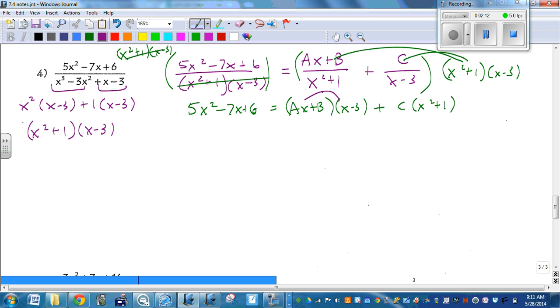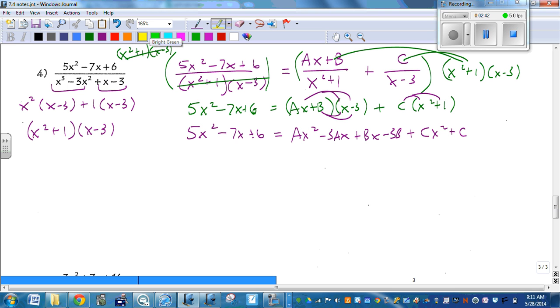We want to go ahead and distribute these. The left side stays the same, 5x squared minus 7x plus 6, equals ax squared minus 3ax plus bx minus 3b plus cx squared plus c. So we want to go ahead and start to look for like terms. We have some x squared terms, we have some x terms, and we have some constants.